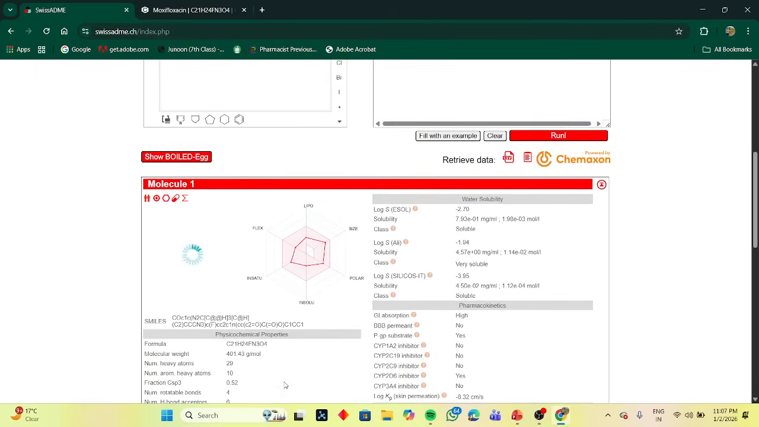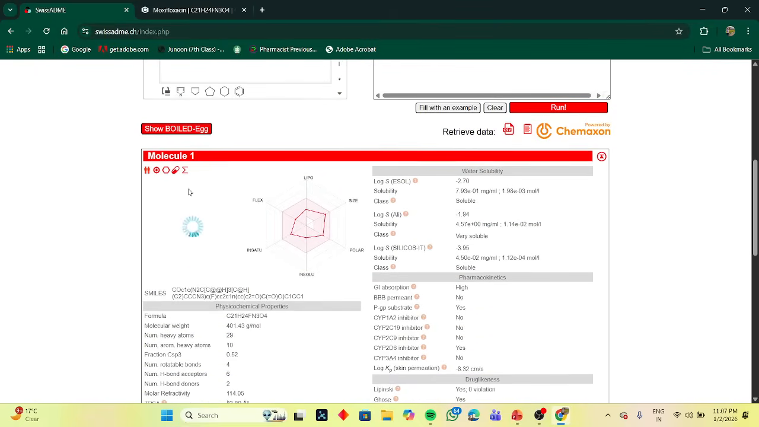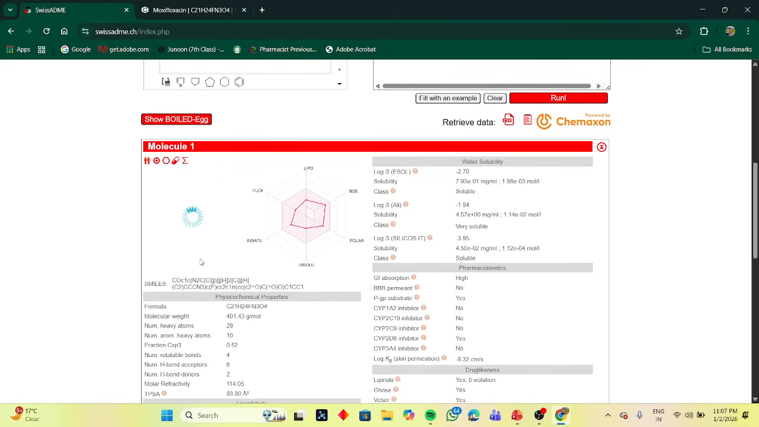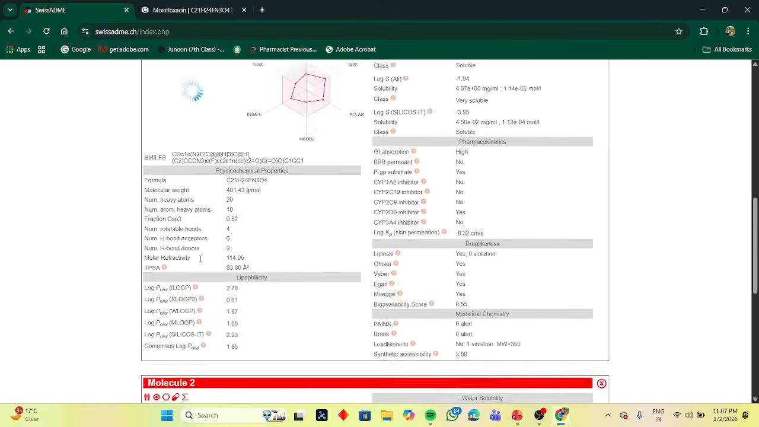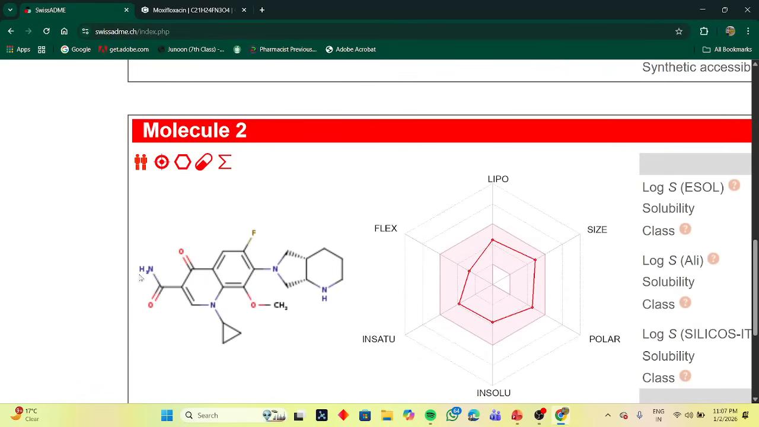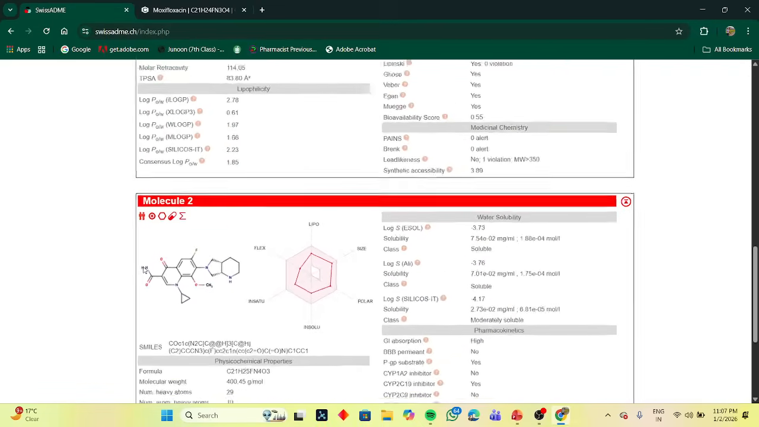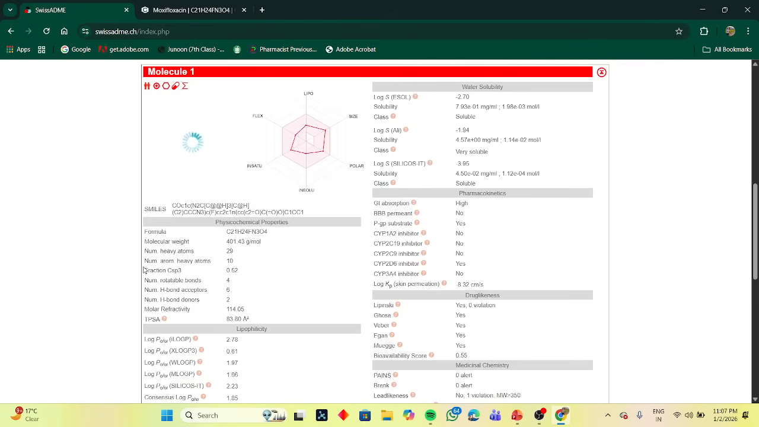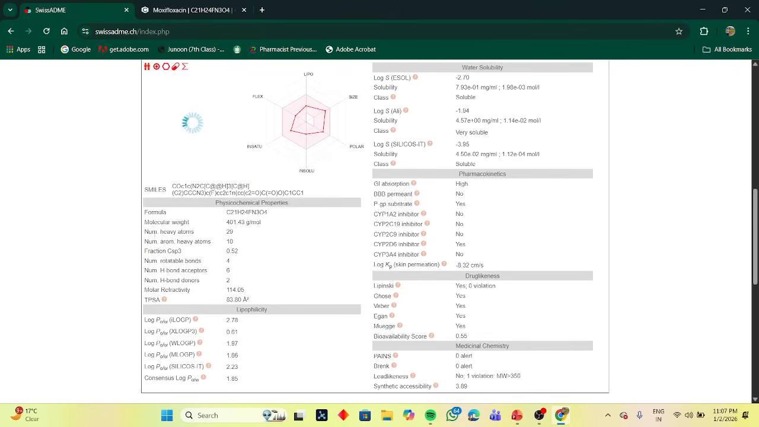Okay, so you can see molecule number one. In the SwissADME, molecule number one is moxifloxacin, and molecule number two you can see is represented by the NH2. So what are the differences? Let's see. The structure is loading, but we can analyze that.